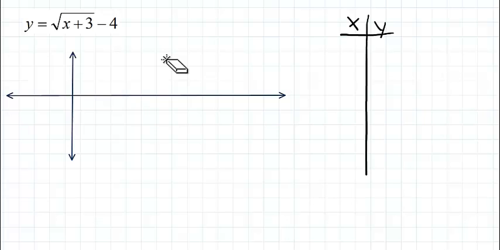Alright, in this video we have a radical function that we want to graph, and then we want to find the domain and range to it. So to graph it, let's use an XY table because we don't have a calculator to use right now.